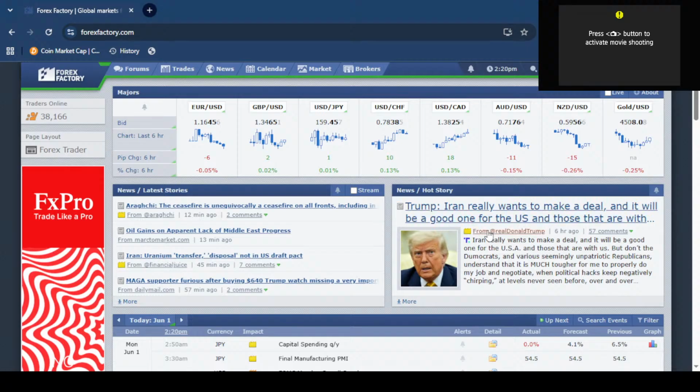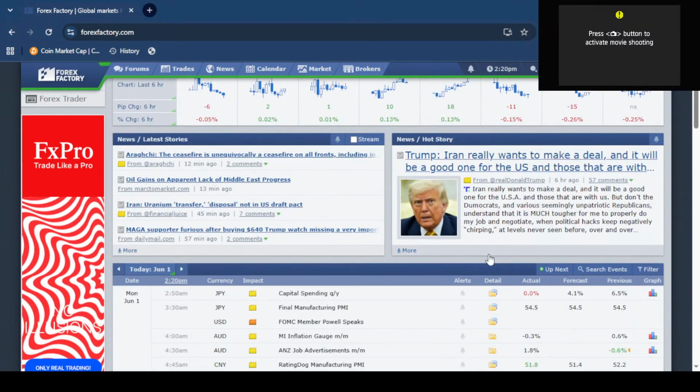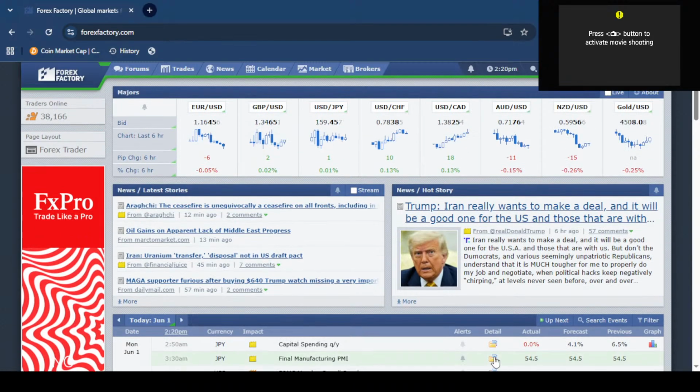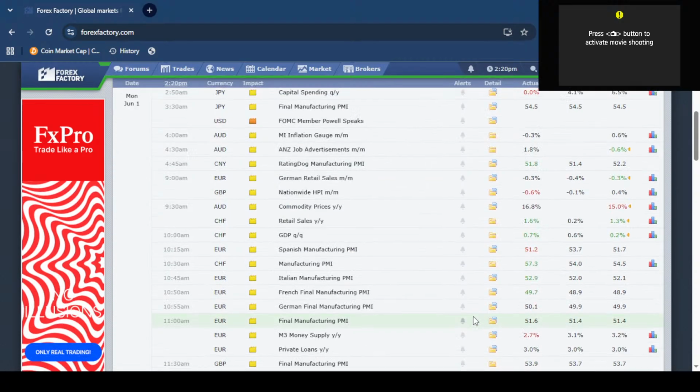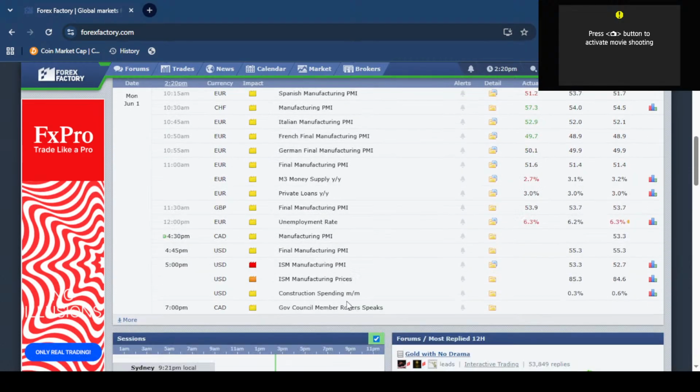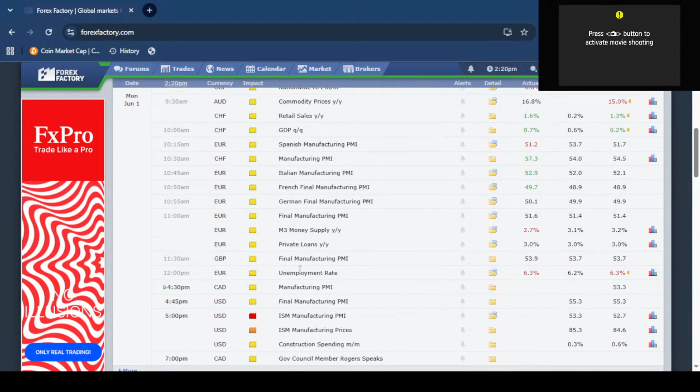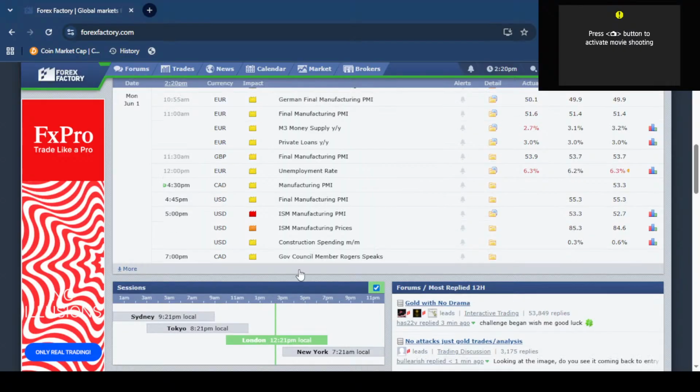Trump says Iran really wants to make a deal, and it will be a good one for the US. And I don't know, man. You guys already signed a deal and now you're pretending that, oh my God, we're about to take off. We're not. It's bullshit. I know you guys. Okay, we have clean range. Okay, we have manufacturing. It won't make much difference.